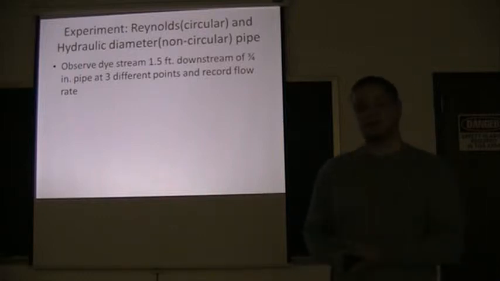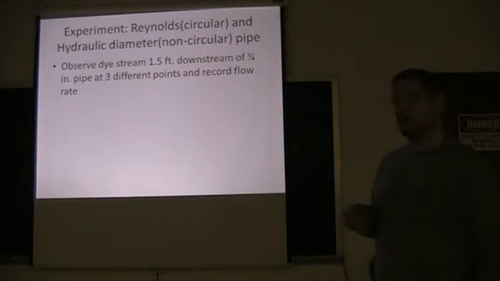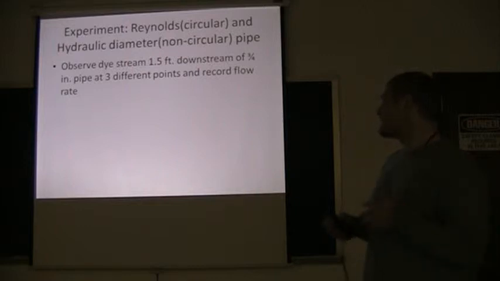So, a little bit about the experiment. The first one that we're going to be doing is the Reynolds pipe. It's a circular pipe. The next one is a hydraulic diameter. That's a non-circular pipe. I'll go into that a little bit more, but you're going to observe a dye stream about 1.5 feet downstream after you let it settle.